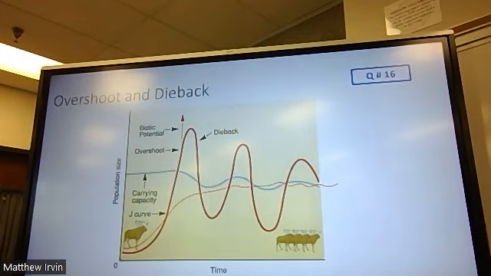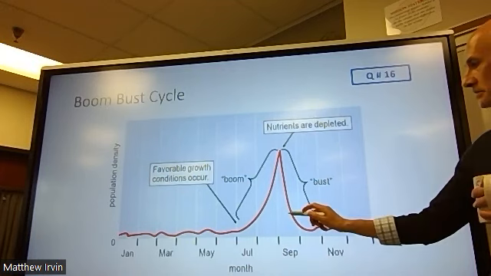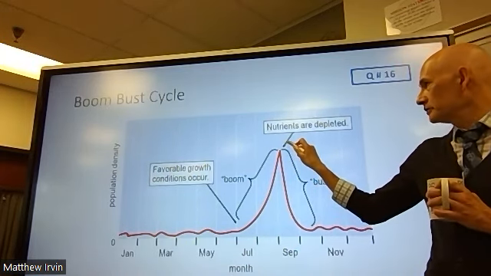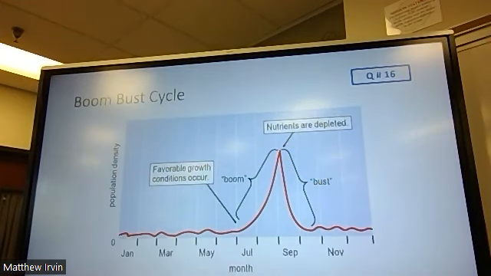Overshoot and die back: overshoot is when the population grows very quickly and outpaces the carrying capacity. Then the competition becomes extremely fierce and lots of things die, usually because of disease passing through, and then your population crashes. That's a boom-bust cycle. With favorable growth conditions, the population grows quickly, maybe nutrients get depleted and then everything crashes. Maybe the population gets high, the environment changes, and the population crashes. A boom-bust cycle is just up, down.